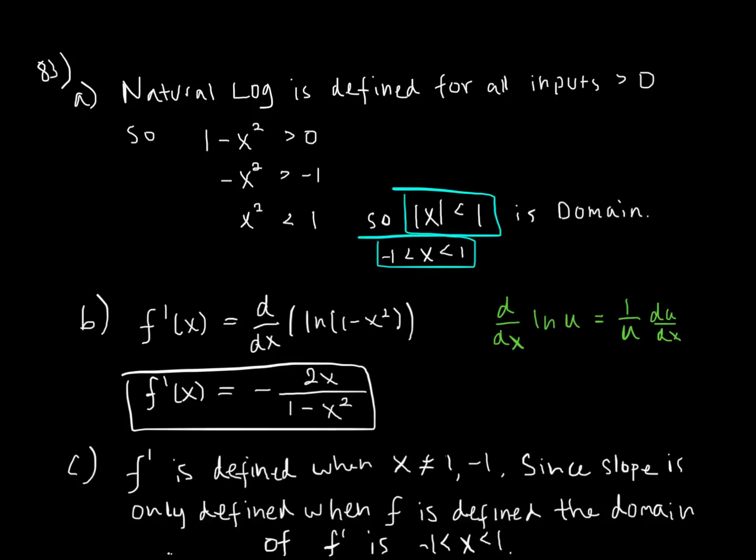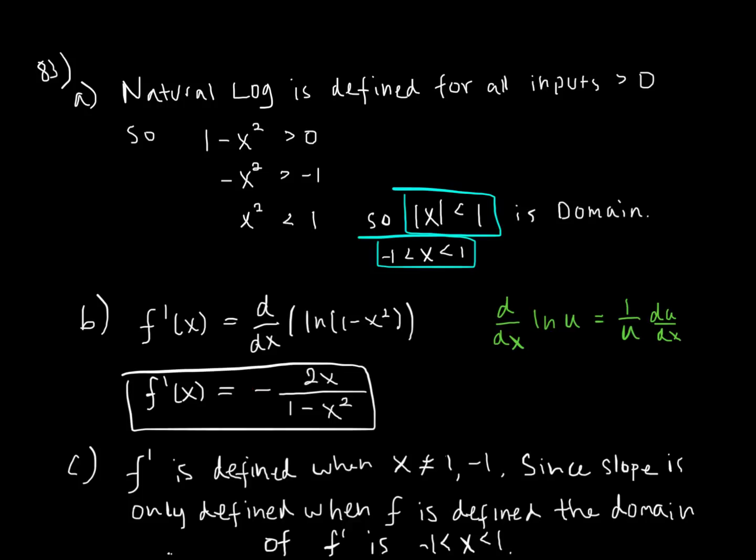Going on to part B, we're taking the derivative. F prime means we're differentiating with respect to x the natural log of 1 minus x squared. Remember, the derivative with respect to x of natural log of u is 1 over u times the derivative of u with respect to x. And here I have 1 over 1 minus x squared times the derivative of 1 minus x squared, which is negative 2x, hence the negative 2x.